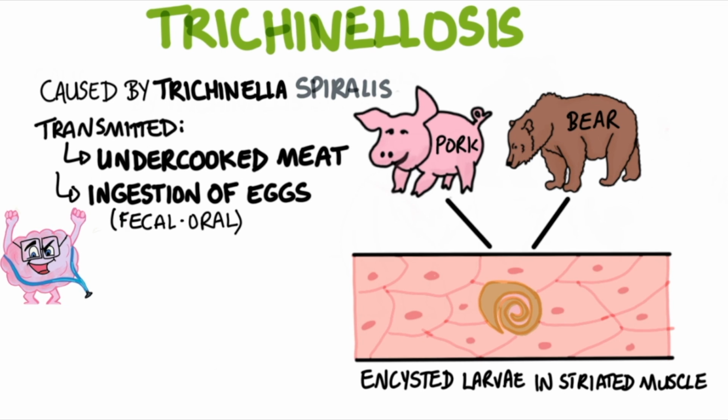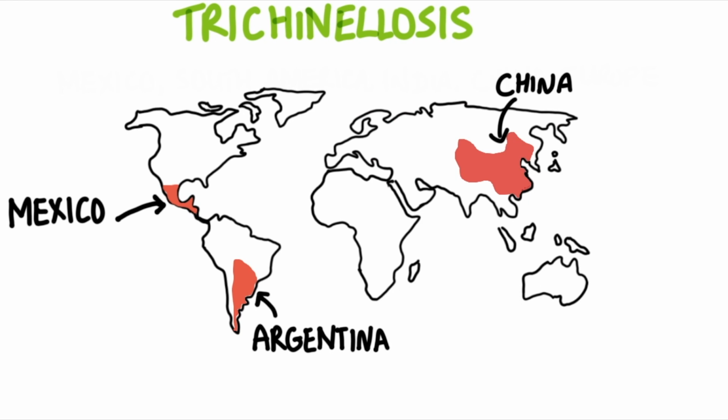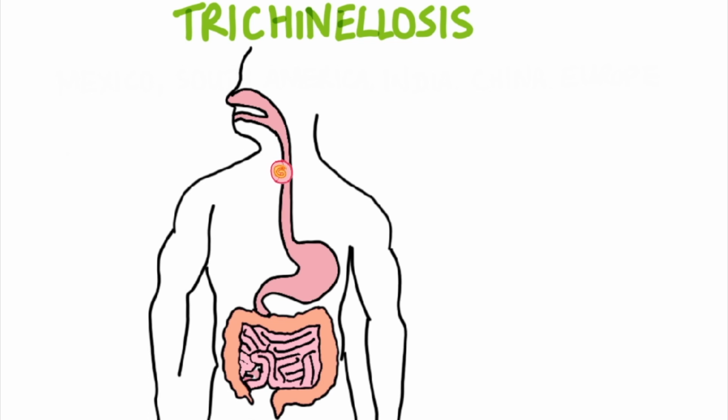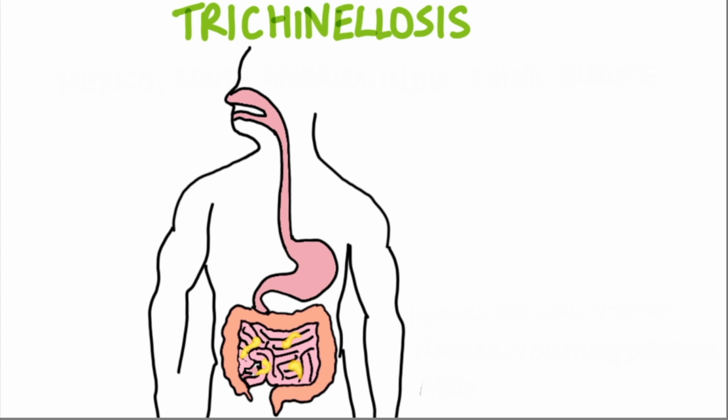Trichinellosis is very common in places like Mexico, Argentina, China, Thailand, and Central Europe. Very often, patients present with the infection after traveling or vacationing in these endemic countries. Following the ingestion of larvae encysted in striated muscle, the larvae are then released by gastric acid and invade the small intestines, developing into adult roundworms.